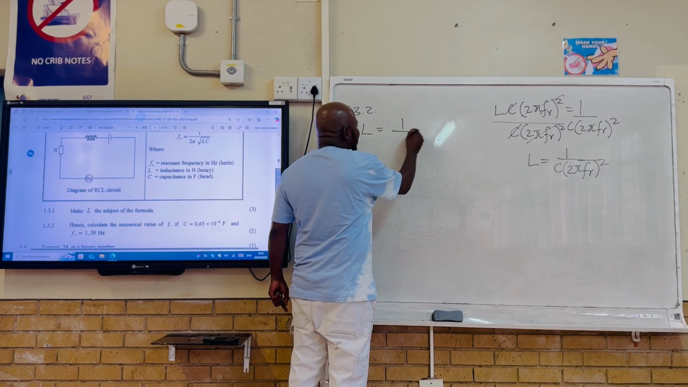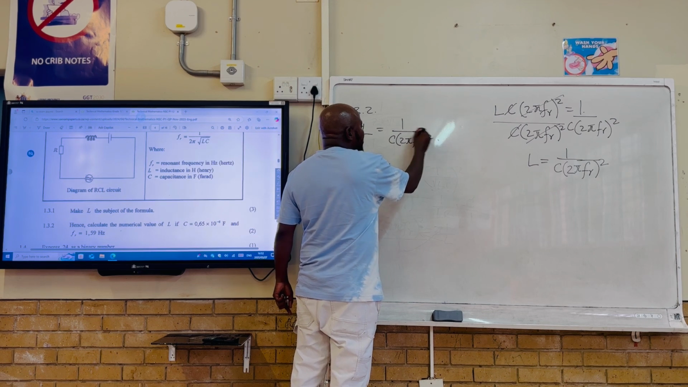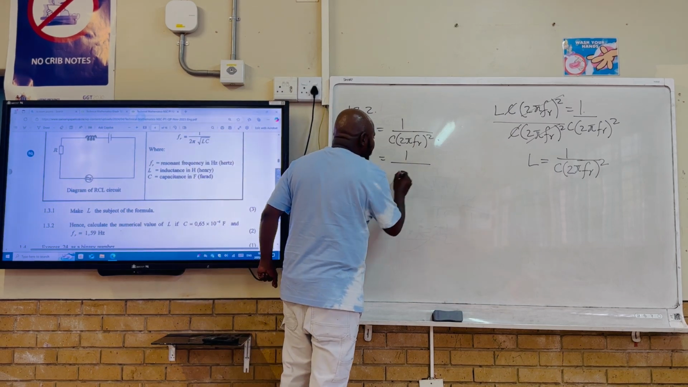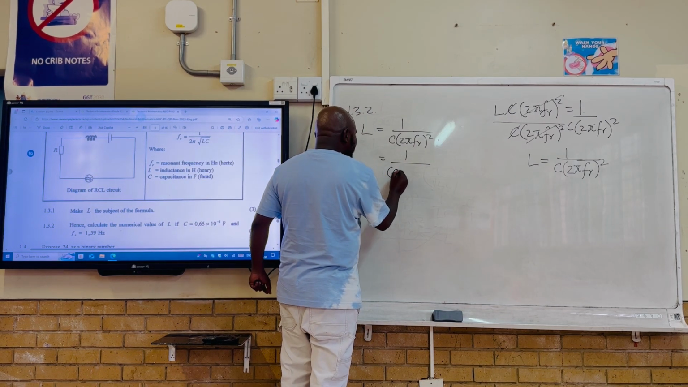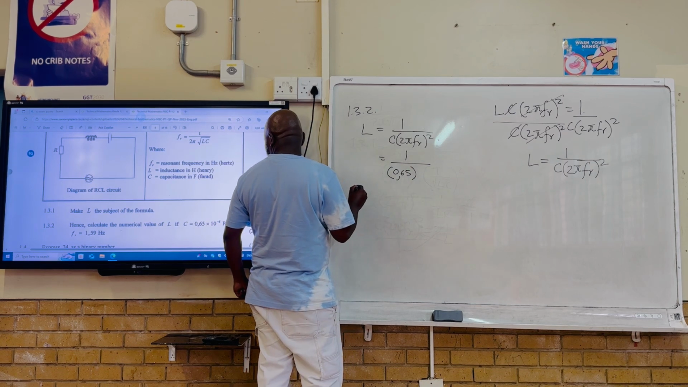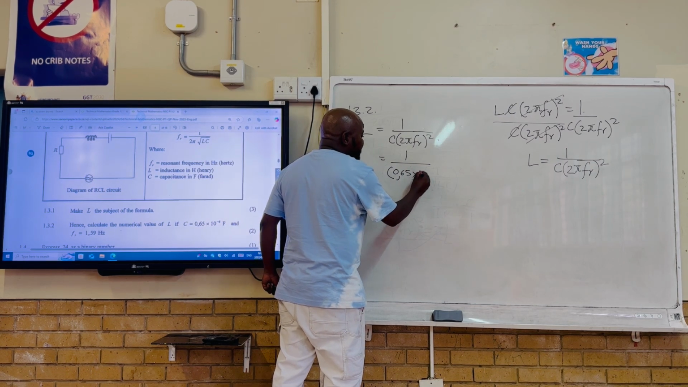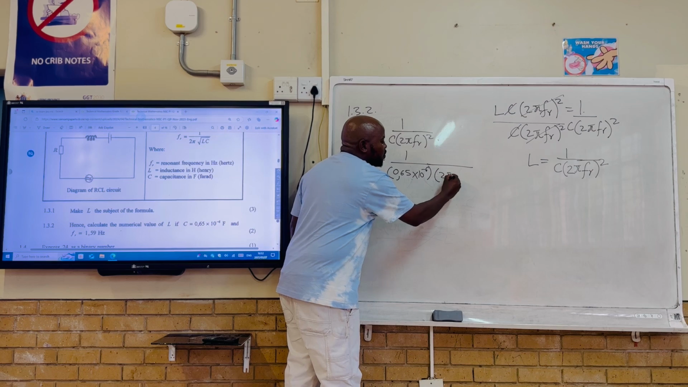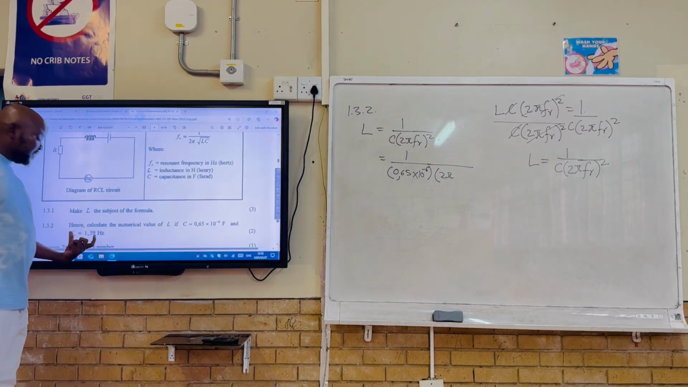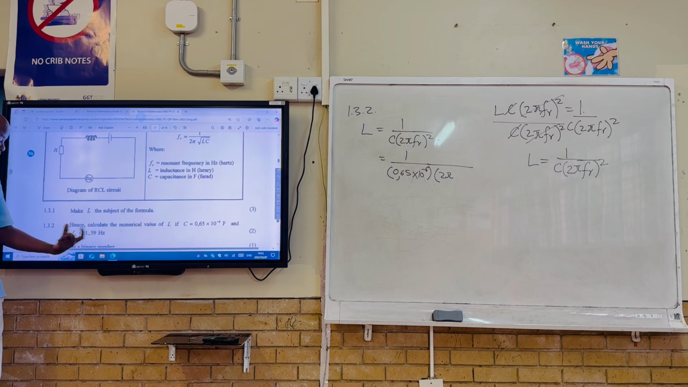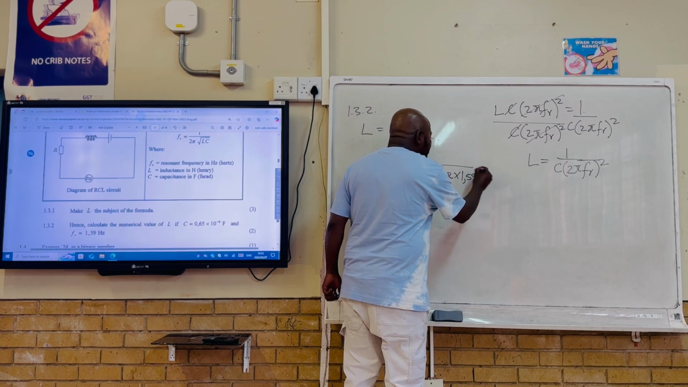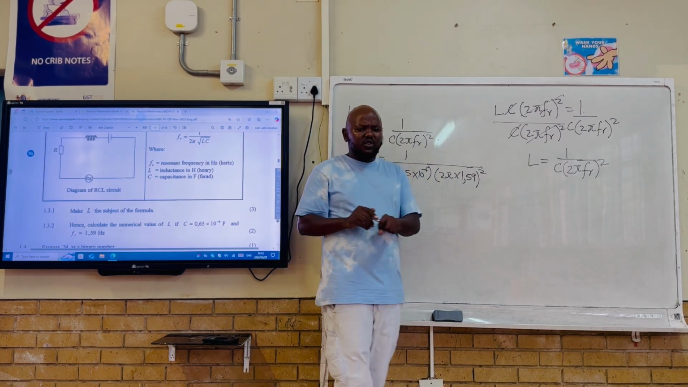We're going to have 1 divided by capacitance into 2 pi multiplied by frequency all squared. Our capacitance is 1 divided by 0.65 multiplied by 10 raised to the power of negative 6, all multiplied by 2 pi. We are given our frequency, 1.59 hertz, multiplied by 1.59 all squared now.